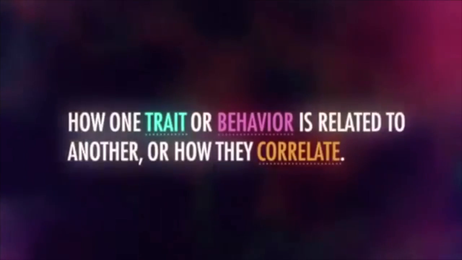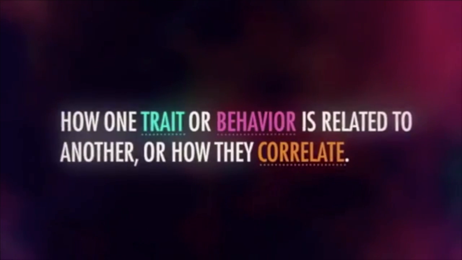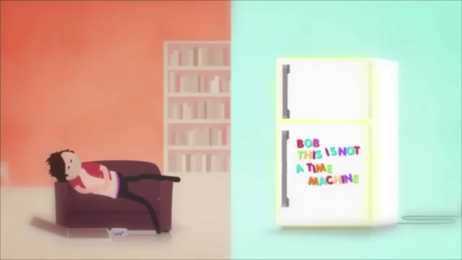So, once you've described behavior with surveys, case studies, or naturalistic observation, you can start making sense out of it, and even predict future behavior. One way to do that is to look at how one trait or behavior is related to another, or how they correlate. So let's get back to my buddy Bob, who seems to think that his refrigerator is actually some kind of time machine that can preserve food indefinitely.